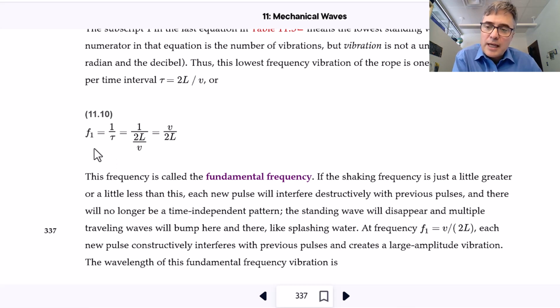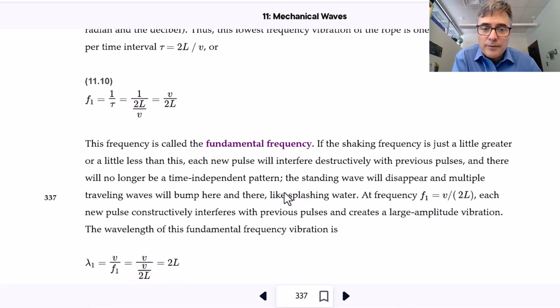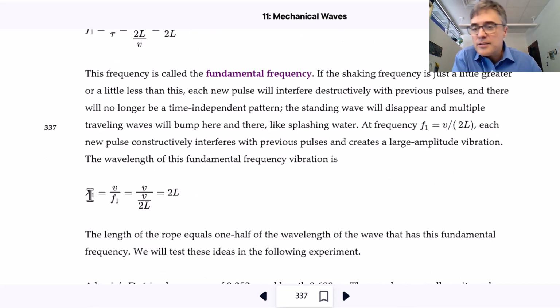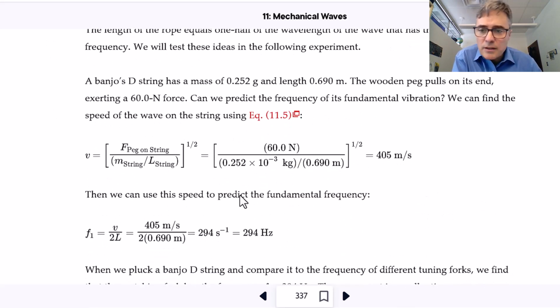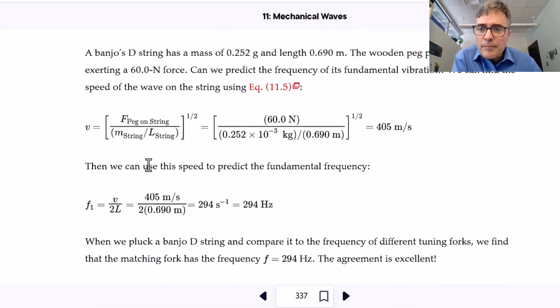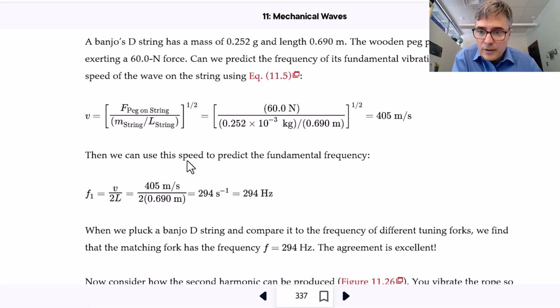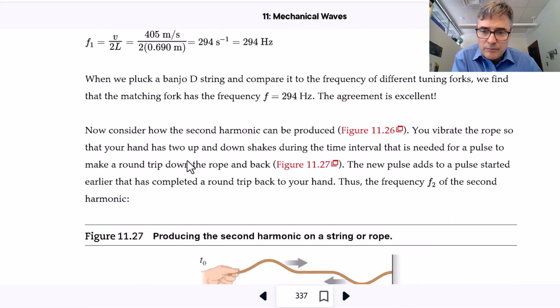Equation 11.10 is f1, called the fundamental frequency, is v over 2L. It also has the wavelength, lambda 1, which is just 2L. So a half wavelength is the distance between the ends of the string. You can use your equation 11.5 to find v, the speed of transverse waves in the string. It's the square root of the tension divided by the mass density of the string, so the mass divided by its length. So you can figure that out.